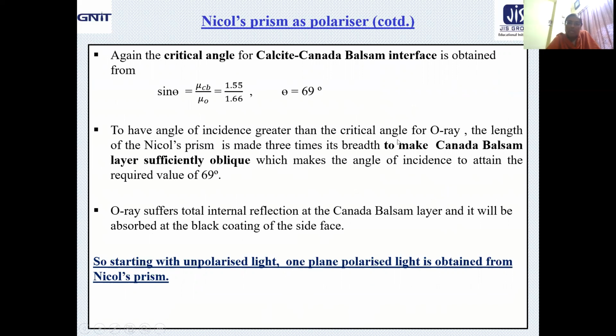That was the primary motivation for Nicol prism to work as polarizer. That means you have to start with the unpolarized light and you have to get one plane polarized light. So this is the way how Nicol acts as polarizer. And I think all of the students, you are understanding how brilliant was the thinking of Nicol, isn't that?